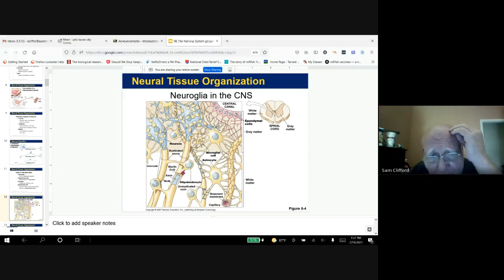So the oligodendrocytes insulate the nerves and increase conduction speeds. Microglial cells are there for defense. Astrocytes maintain the blood-brain barrier and interact between the blood vessels and nerves. Ependymal cells line the ventricles of the brain, and that's where cerebrospinal fluid is held.